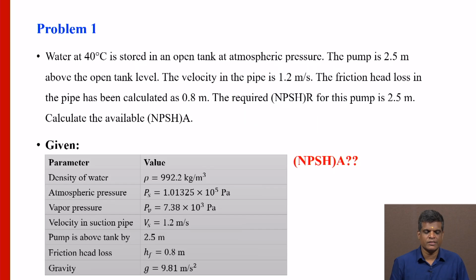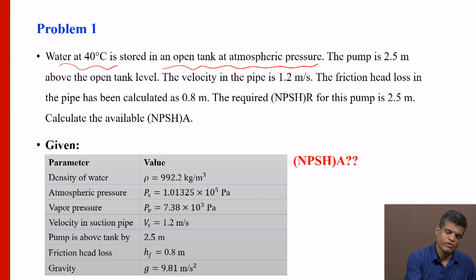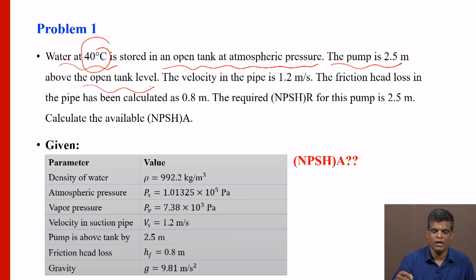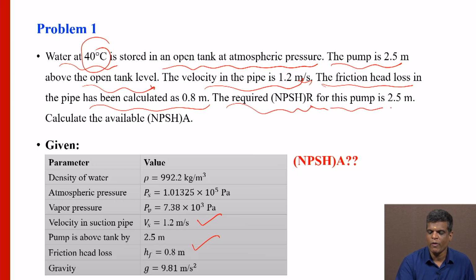So, problem 1 we will discuss. Water at 40 degrees is stored in an open tank at atmospheric pressure. The pump is 2.5 centimeter above the tank level. Where the pump is placed, it is above the tank level. The velocity in the pipeline is given. The friction head loss in the pipe they calculated, HF is 0.8.